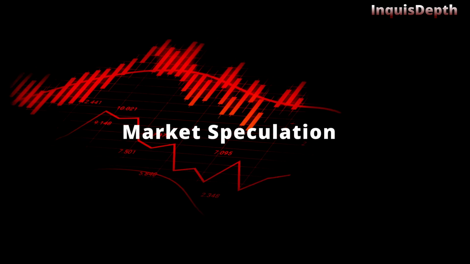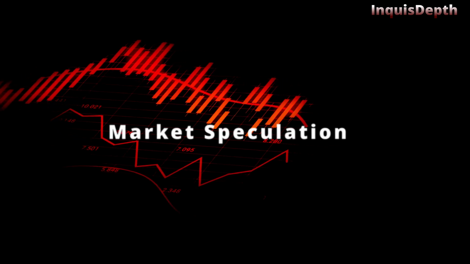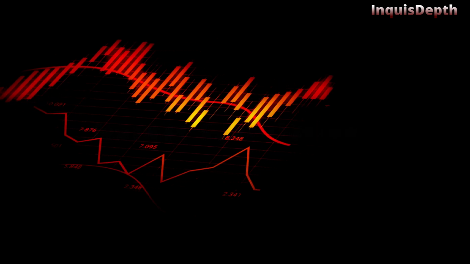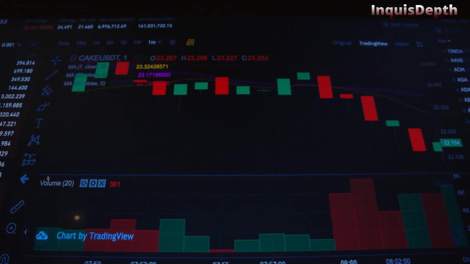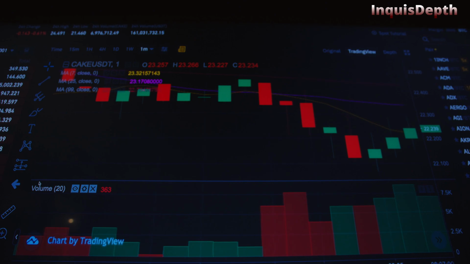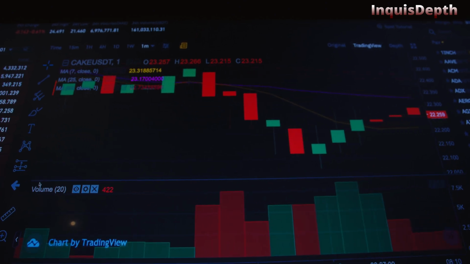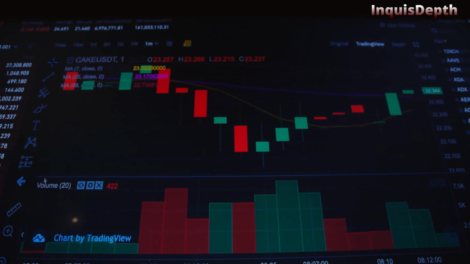Market speculation. Beyond physical supply and demand, speculation plays a massive role in oil pricing. Traders buy and sell oil futures based on what they predict will happen in the market.